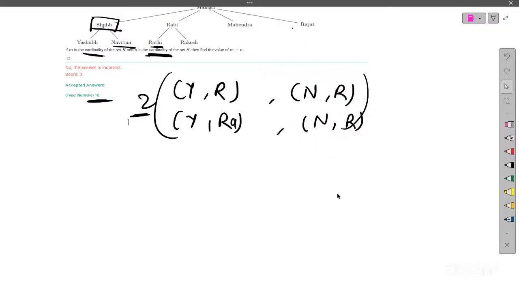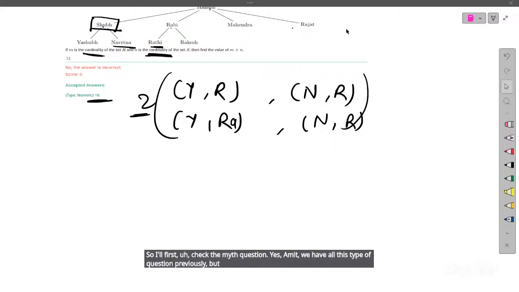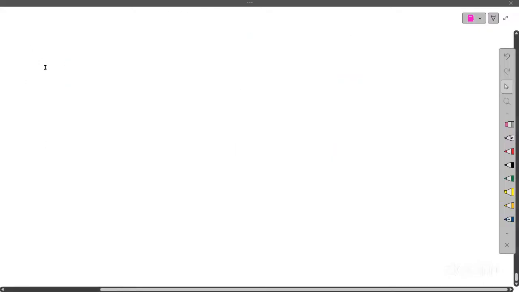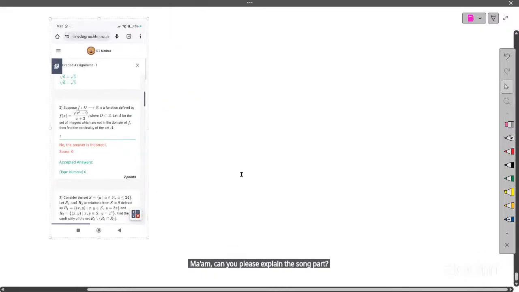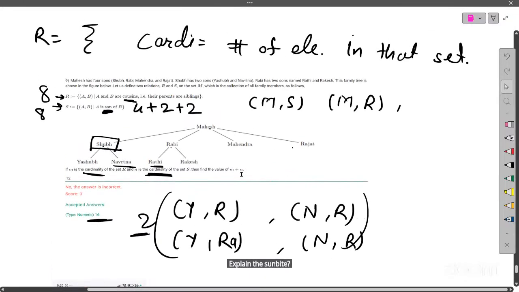Yes, guys, you can send questions from week 1 GA2, so I can discuss that. So I'll first check the myth question. Yes, Samit, we have solved this type of question previously, but let's discuss it again. So here, this question. Ma'am, can you please explain the son part? Explain the son part. Yes, ma'am.